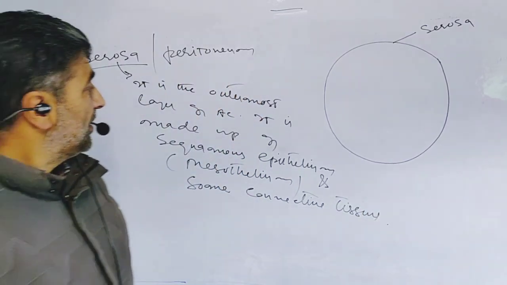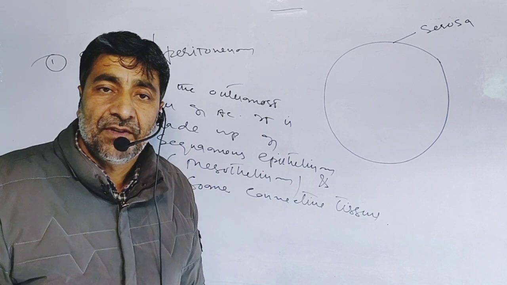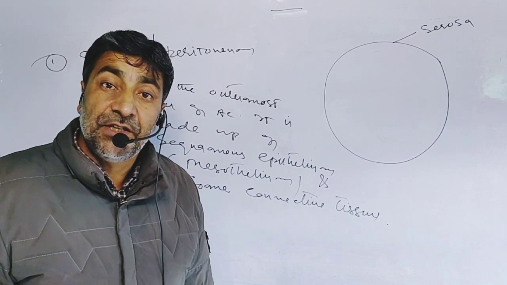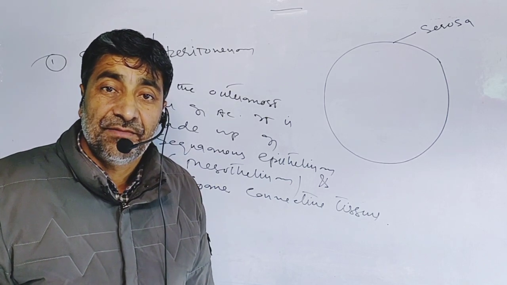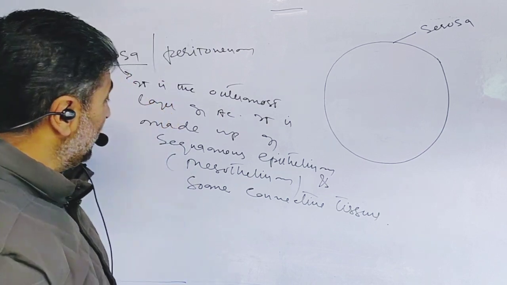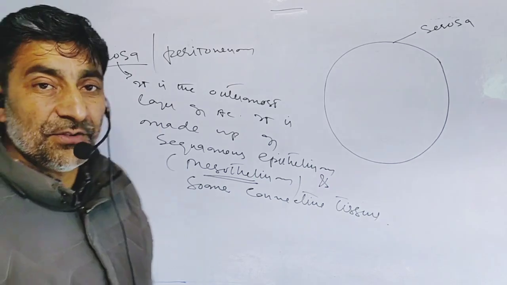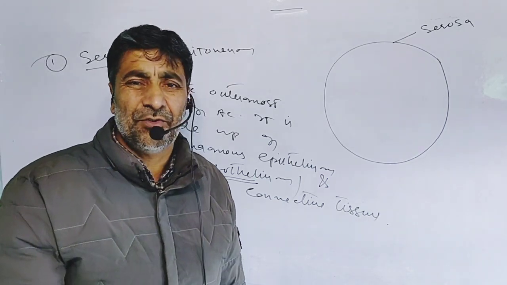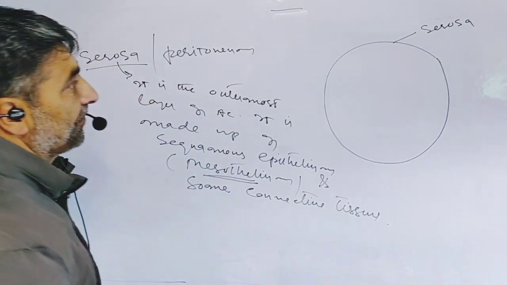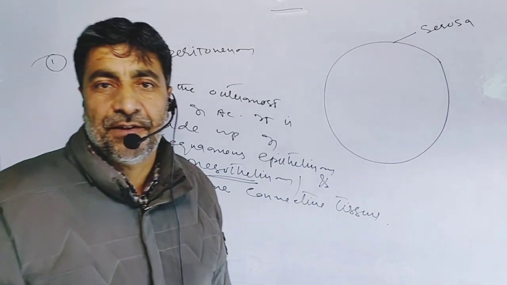So serosa is the outermost layer of AC. It is formed of squamous epithelium. That is particularly called here as mesothelium. Try to understand mesothelium. And some connective tissues are also over here. Okay. This is serosa, first layer.